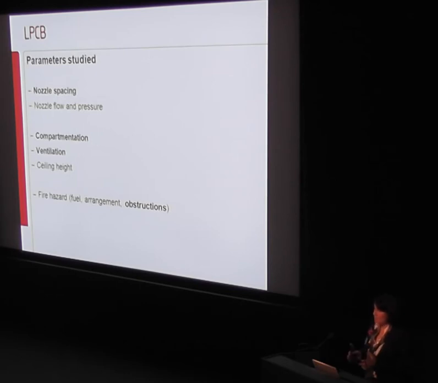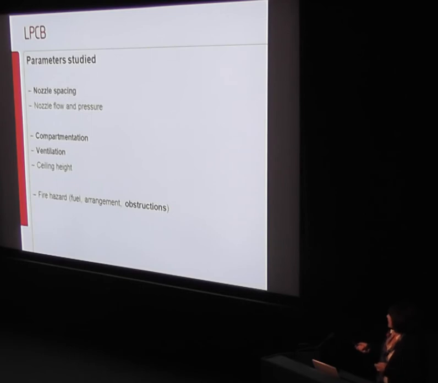So for instance, nozzle spacing is understood to be important. Just with sprinklers, you put them at certain spacings. Nozzle flow and pressure is expected to make a significant change. If you have a lower flow, you get bigger droplets. The use of compartmentation has an effect, ventilation, and also ceiling heights. So all these parameters will affect the performance of your water mist system.